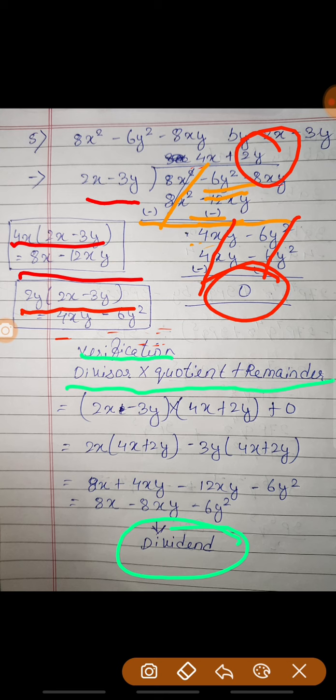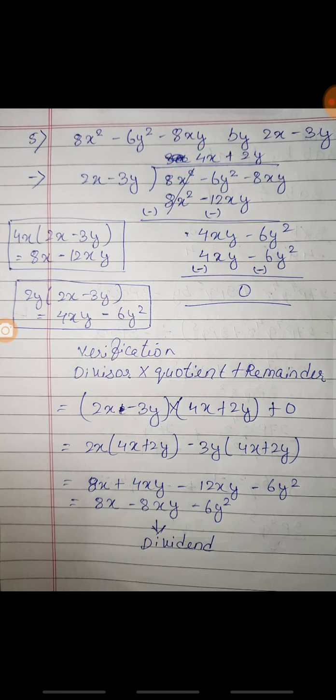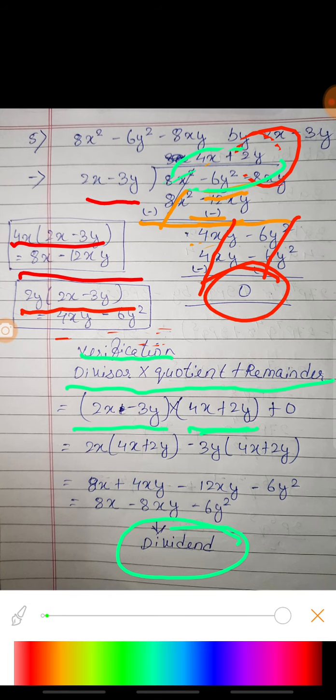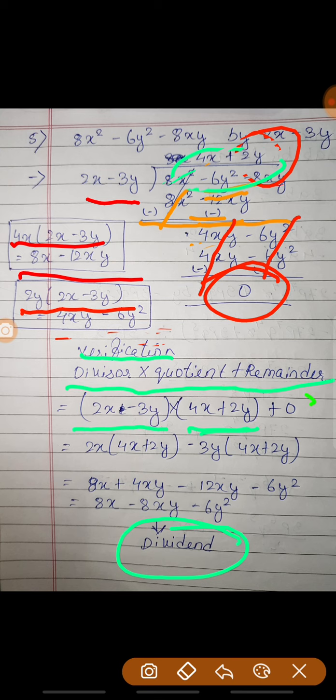So we have taken the divisor. The divisor was 2x minus 3y. So we have taken 2x minus 3y multiplied with the quotient. The quotient we had over here is equal to 4x plus 2y. So we have taken 4x plus 2y over here, plus the remainder. The remainder was 0, so 0 we have kept. Now 2x is multiplied with 4x plus 2y. We have split the term and we will multiply over here.